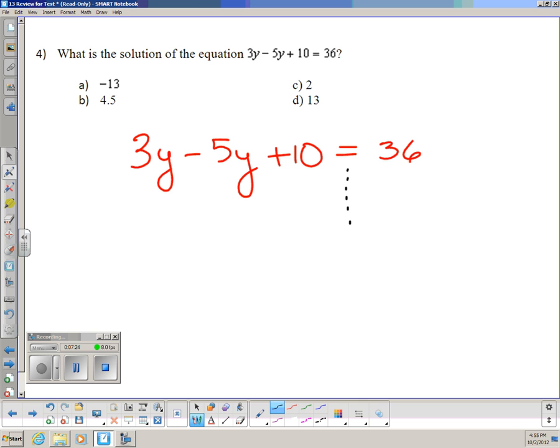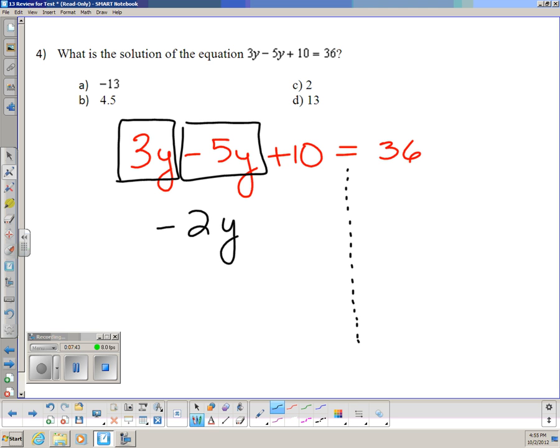And by the way, I'm going to draw just a little dotted line to separate one side of the equation from the other. I have like terms. I have my 3y and negative 5y on the left-hand side. 3y minus 5y is negative 2y. All we did was take the coefficients, the numbers in front, and do what they told us to do, subtract them. Plus 10 equals 36.